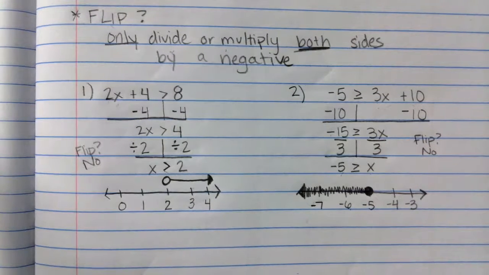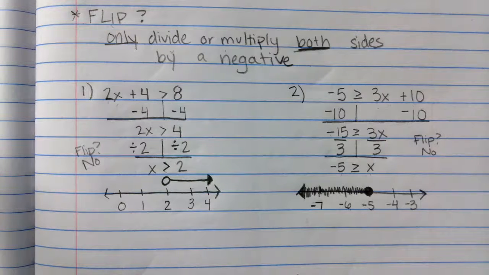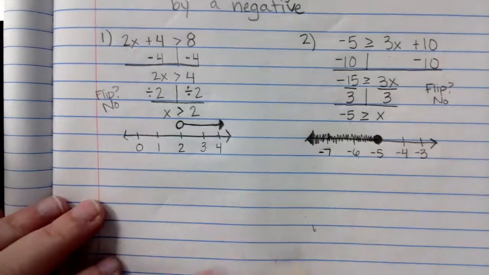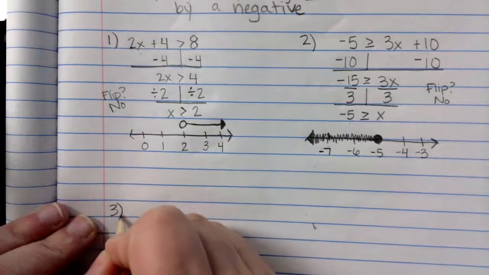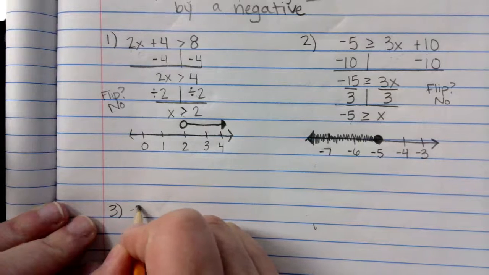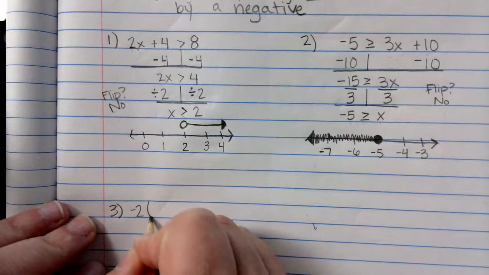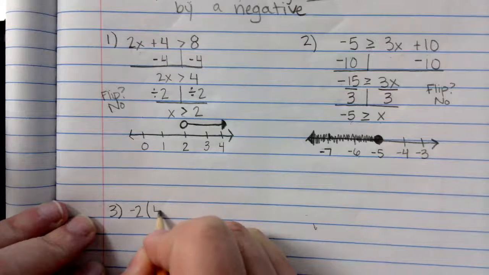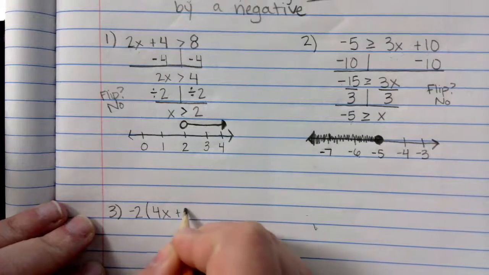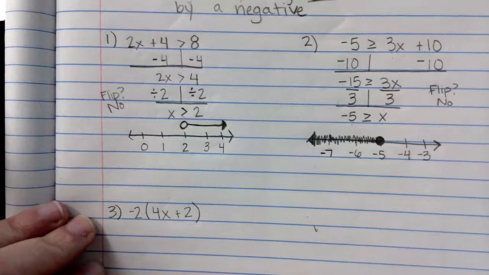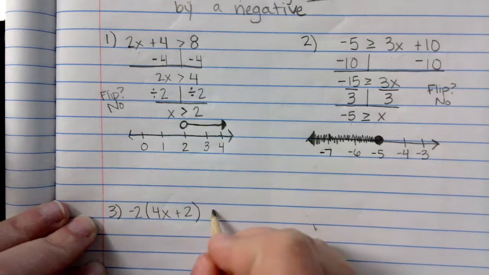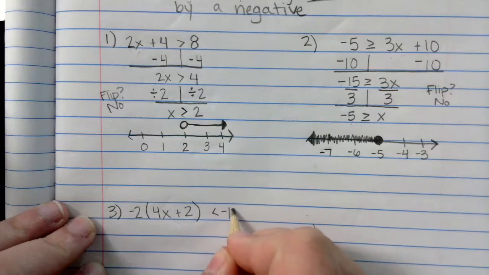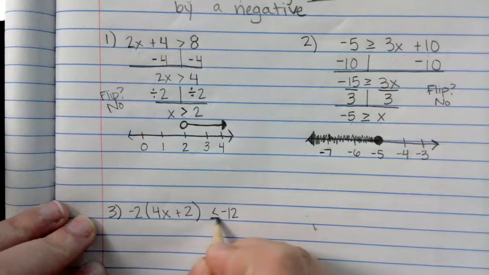All right, we have 2 more. Number 3. We have -2 times the quantity of, what does quantity of mean again? Parentheses. 4x plus 2 is less than -12. Less than or equal to, sorry.